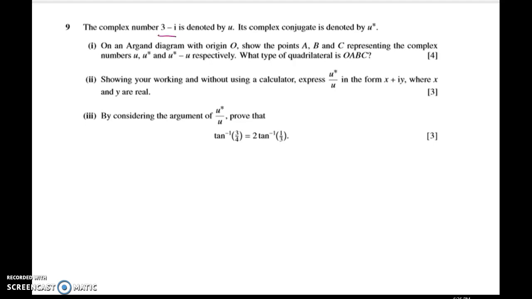Anyway, we're given a complex number 3 minus i, and then we're told that we've got its conjugate u star. So the first thing we have to do is draw an Argand diagram and show these points: u, the conjugate, and the conjugate minus the original. Then we have to work out what kind of quadrilateral is OABC. So the first thing to do is to figure out what's the conjugate. So it's going to be 3 plus i.